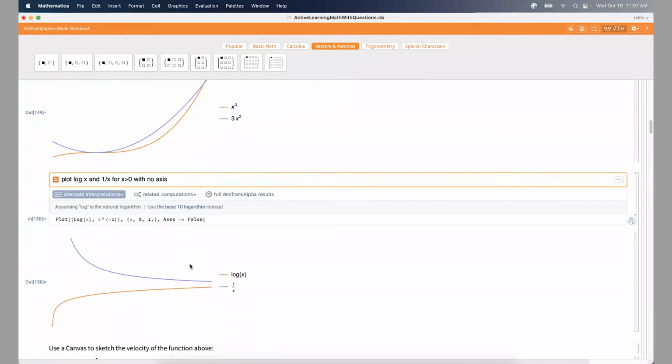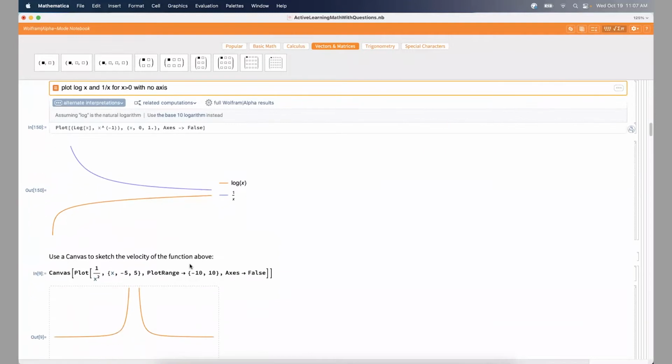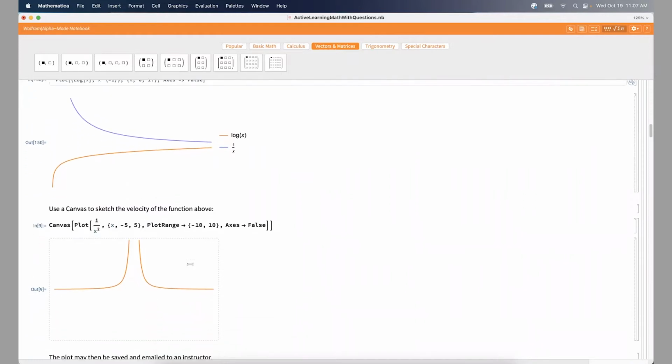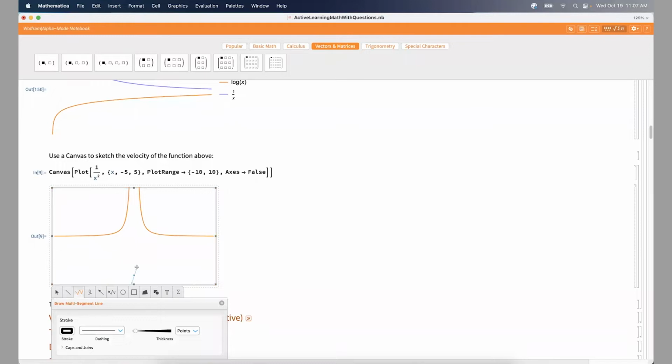I'm just going to quickly go over this section here. So a common activity is, again, trying to recognize a function versus its derivative. One thing that you could do in your interactive classroom, though, is there's this function called a canvas, and you could have your students sketch here what they think the function will be. So they could start sketching a function.